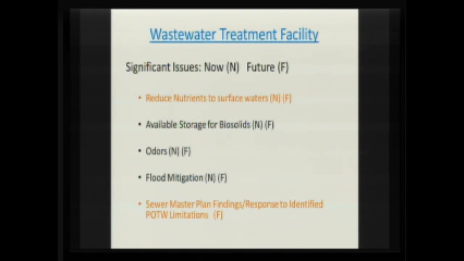And of course, then you've got the flood mitigation associated with the wastewater plant. The sewer master plan findings, what's it going to say about our lift stations out there? What's it going to say about our force mains? What's it going to say about our collection systems? That is something that we'll probably be seeing in the near future, and I don't know what that's going to be. Next slide.